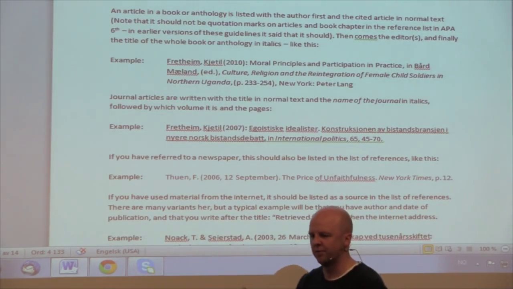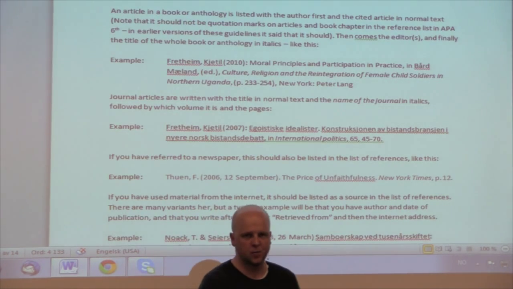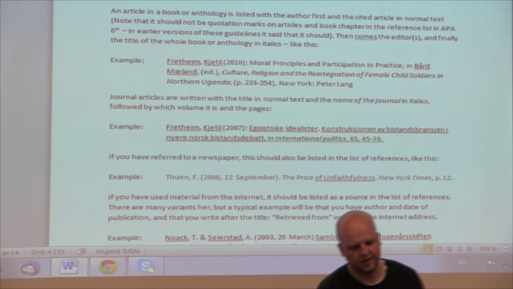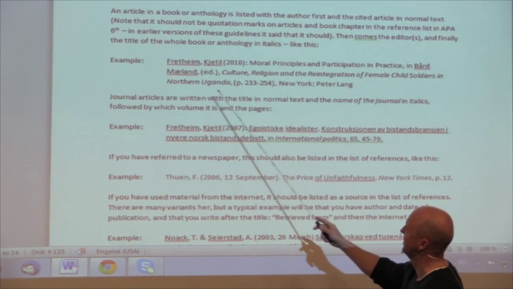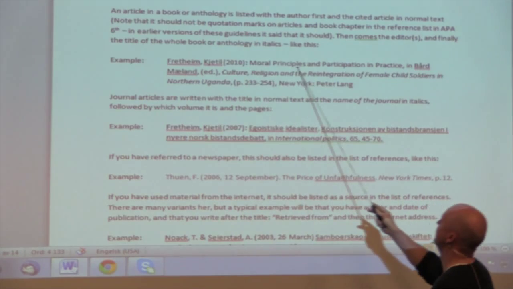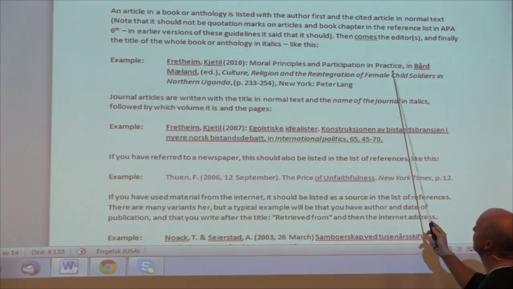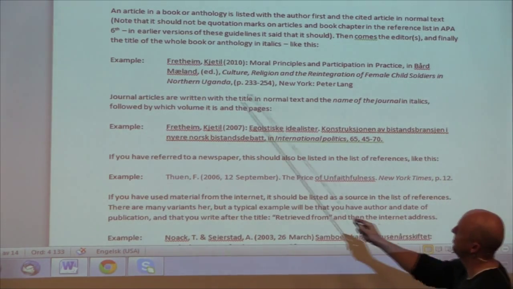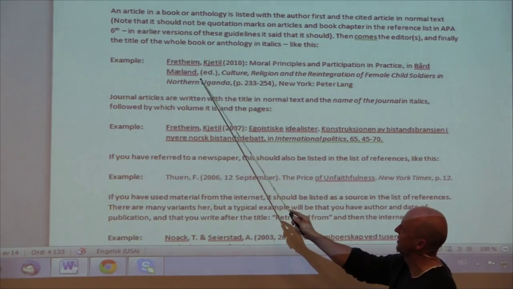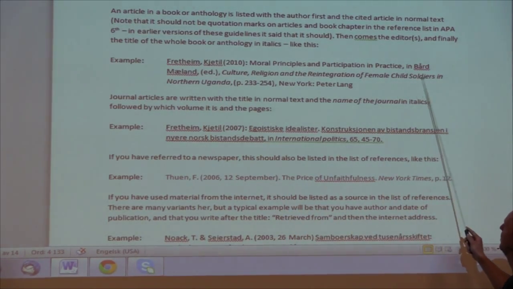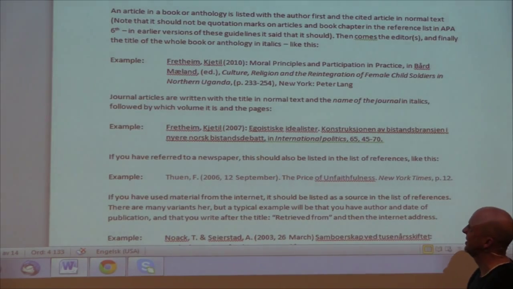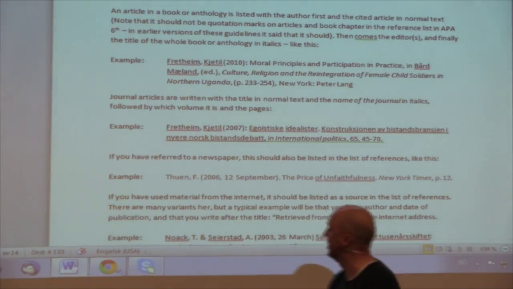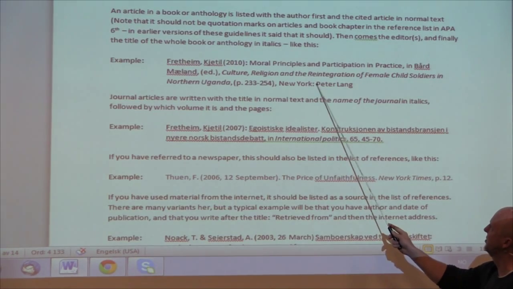If we then have a book with different authors writing the different chapters and one editor for the whole book, then you put the article or the chapter that you have used first, and then say the name of the whole book afterwards. So for instance, if Kjetil Fredheim had written this article called Moral Principles and Participation in Practice in this book, which was edited by Bård Mæland, you put a parenthesis to say that he's the editor, and then you have the name of the whole book in italics. So the name of the chapter or article is not in italics, but the book title is in italics, and then you put the page numbers to show where in the book you find this chapter or article, and then published in New York at a publisher called Peter Lang.